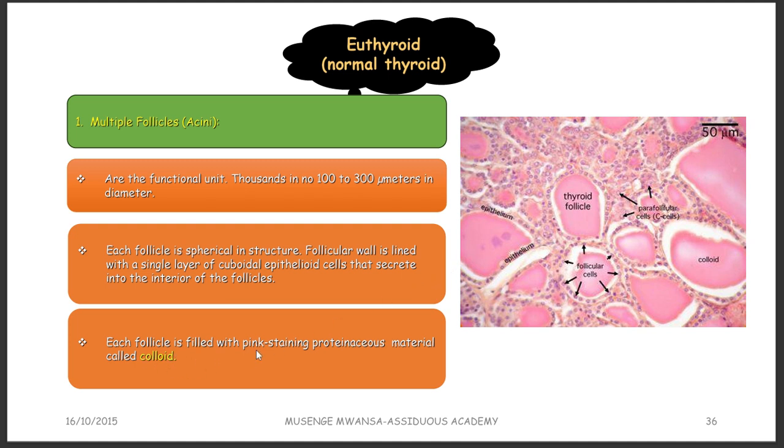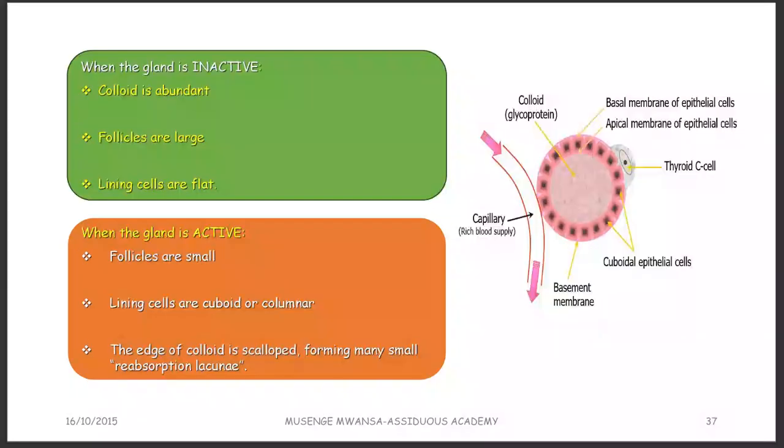And each follicle is filled with a pink staining proteinaceous material which is known as a colloid. So inside the follicle, I've got a colloid. Can you see the colloid there? Don't forget the epithelium, don't forget what is inside. So when the thyroid gland is inactive, the colloid is going to be very much abundant. The follicles are also large.